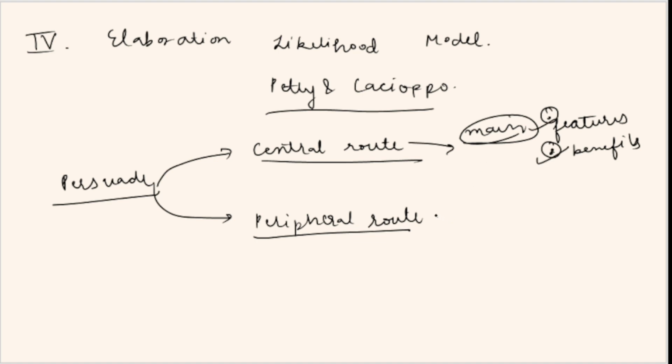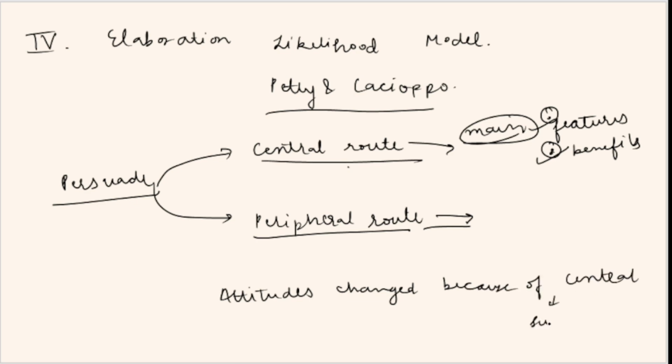Okay? But what is the peripheral route? Peripheral route is that the salesman was very, very handsome and we got inspired and we were like, okay, let's buy the pen. So that is the peripheral route. So the attitudes changed because of the central route will be sustained.